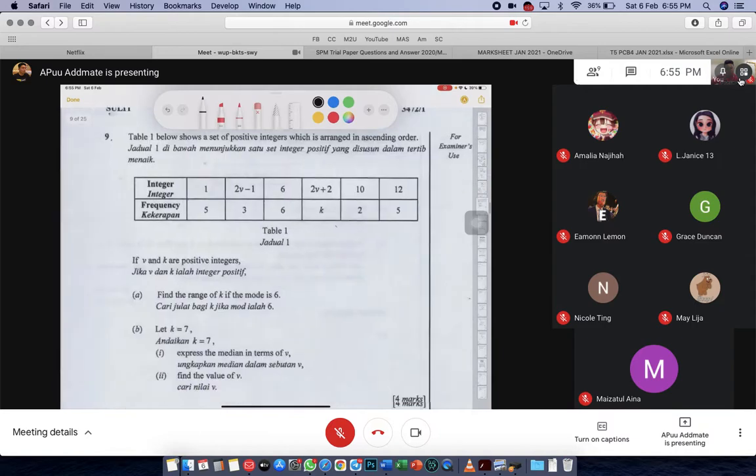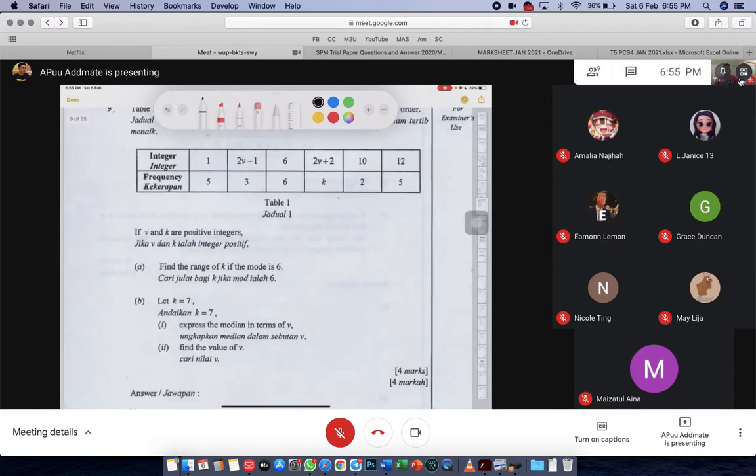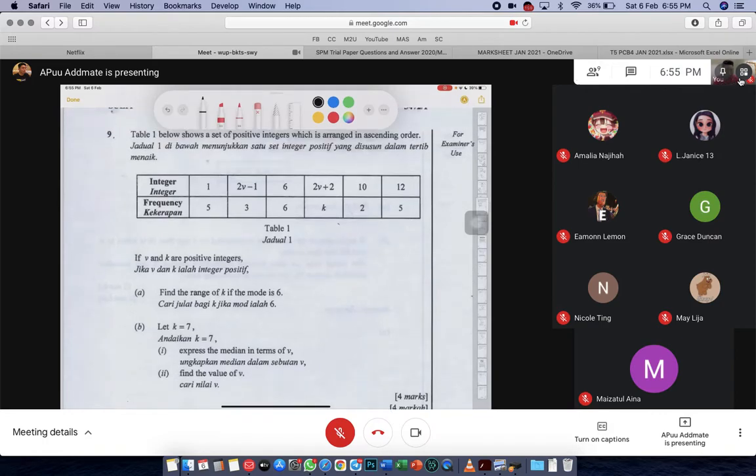Let us look at question number 9. Question A is not that bad, quite simple. You are given a table over here. You have integer 1, 2v minus 1, 6, 2v plus 2, 10 and 12. The first question: find the range of k if the mode is 6. So your mode is 6. If that is the mode, it means this is the highest frequency. So what is the range of values of k? What number can k be? Can k be 7?